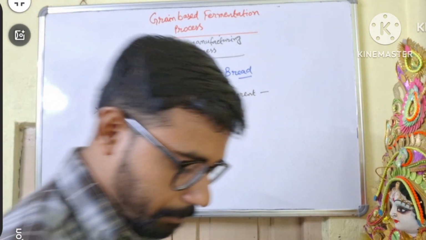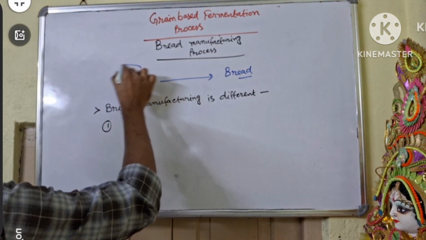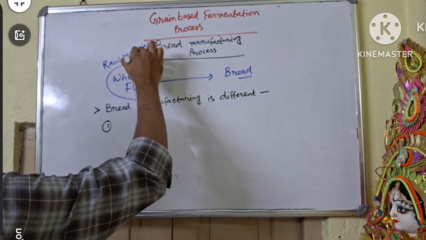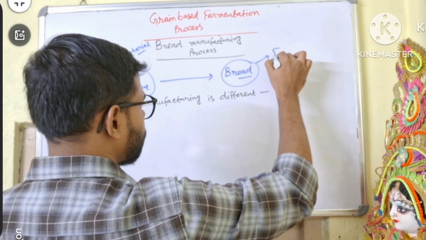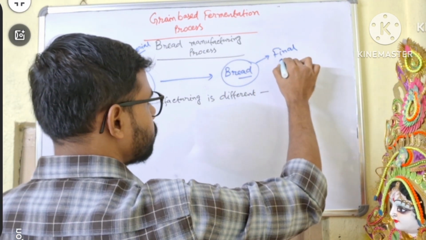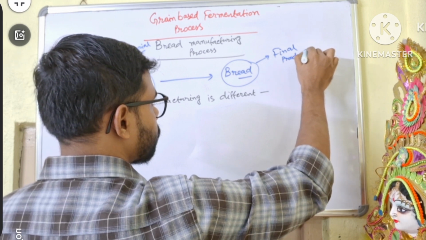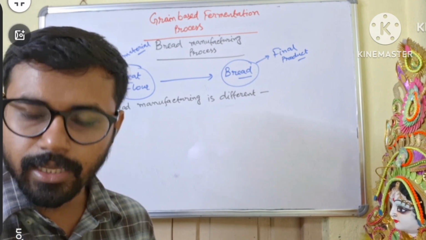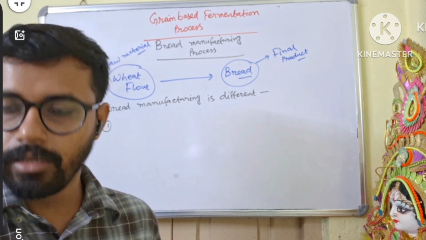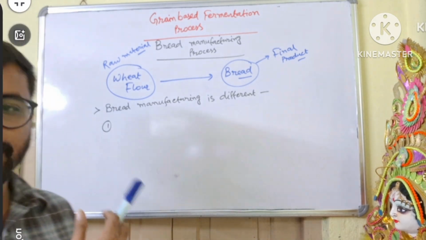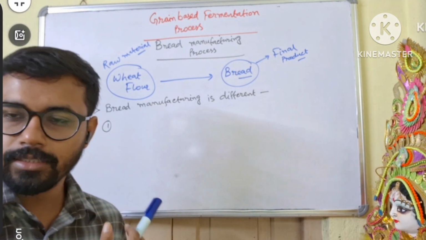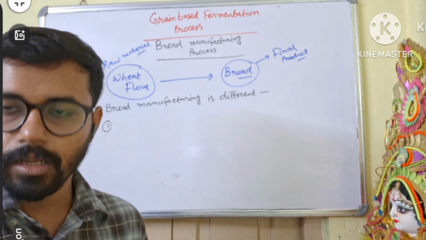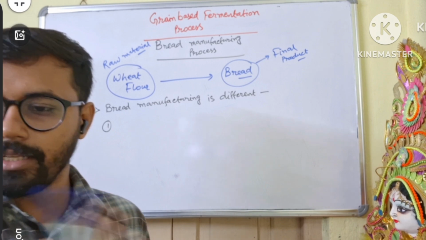Number one, look at the raw material, that is the wheat flour, and the final product. Which one is more perishable? Perishable means highly nutritious, with a high chance of spoilage. Bread is highly perishable, whereas the raw material is less perishable. Yes or no? Online students, bread is more perishable than the raw material here.